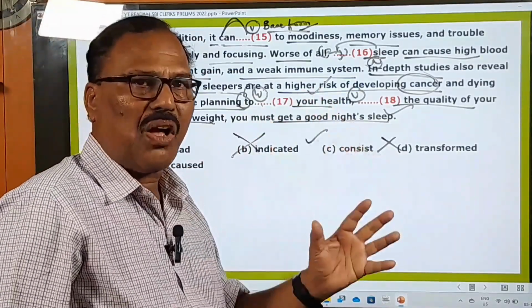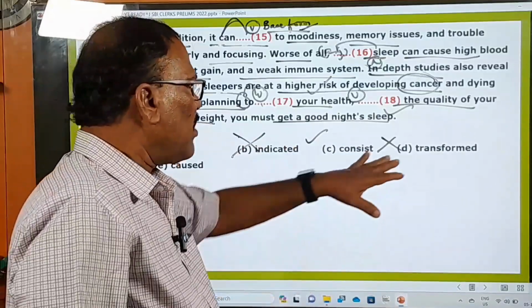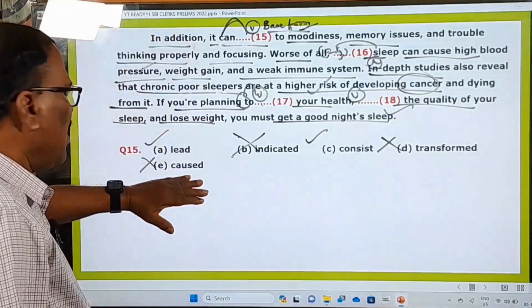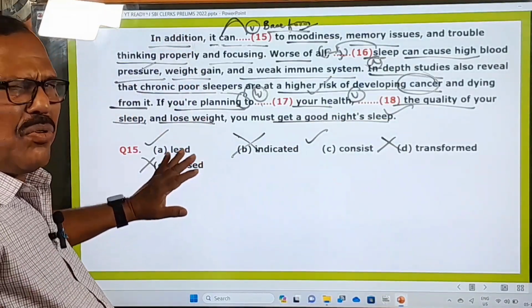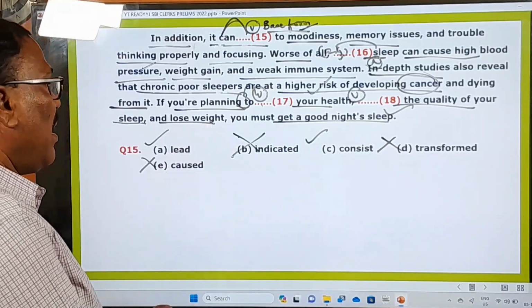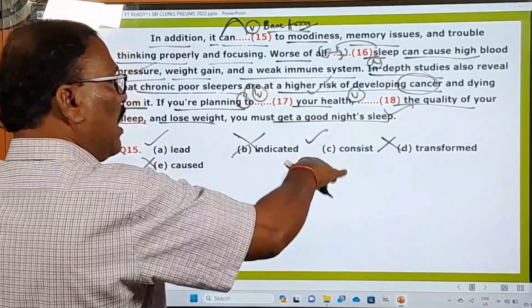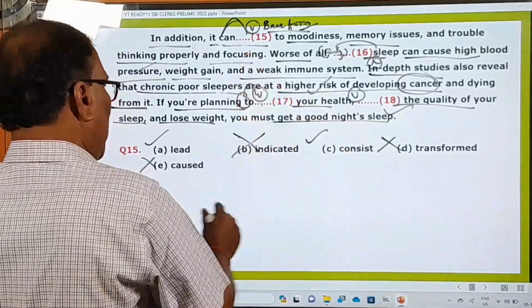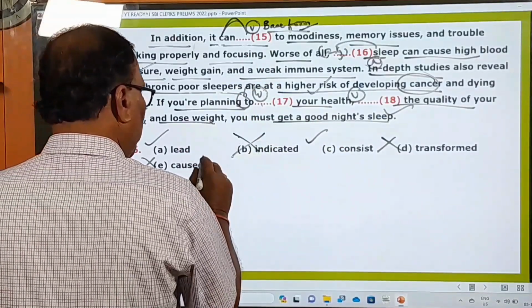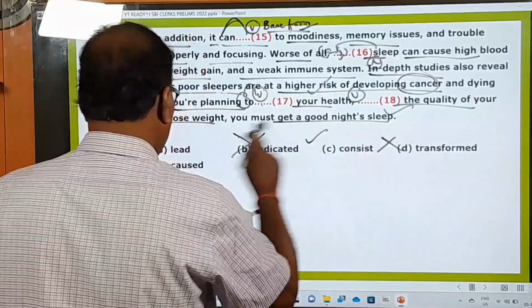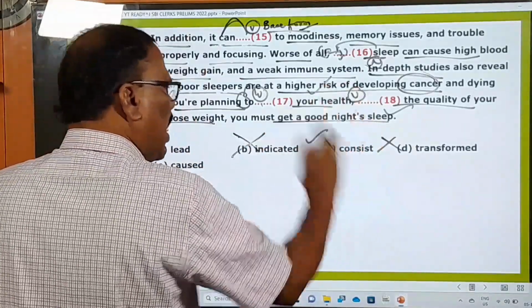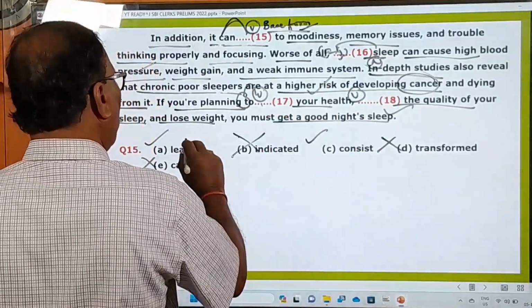The book consists of 70 pages. Consist, you know that. Transformed means changed, or caused. Caused means resulted. So you know the meanings of all these words. Now eliminating the words, you have seen these are the past tense forms of the verbs. B, D, C, E. So when these three are dropped or eliminated, only these two words will remain.